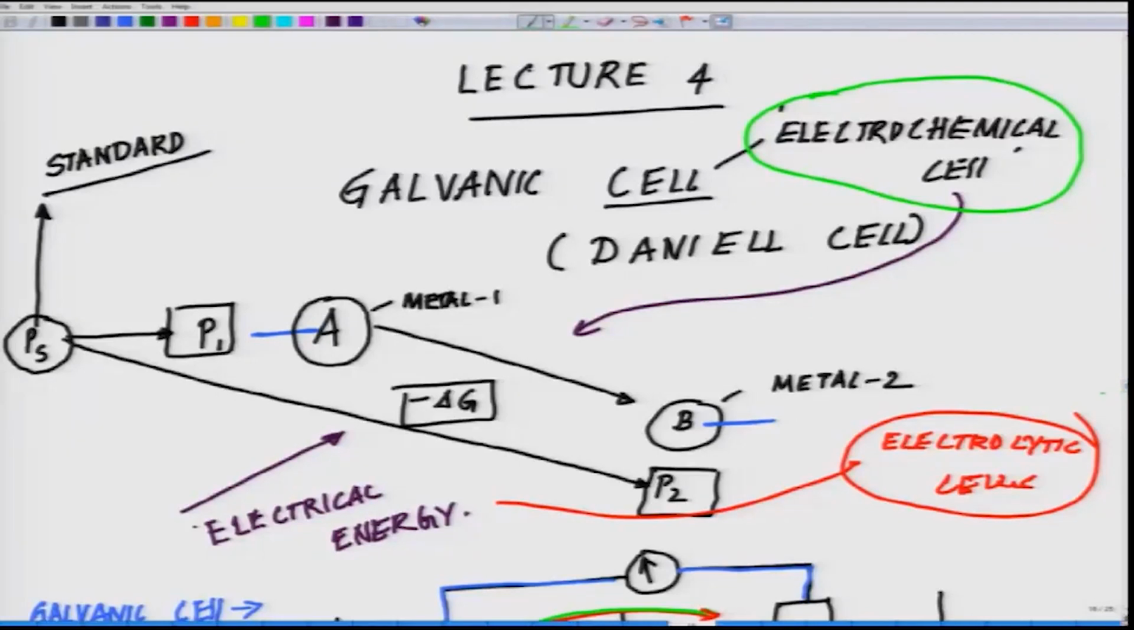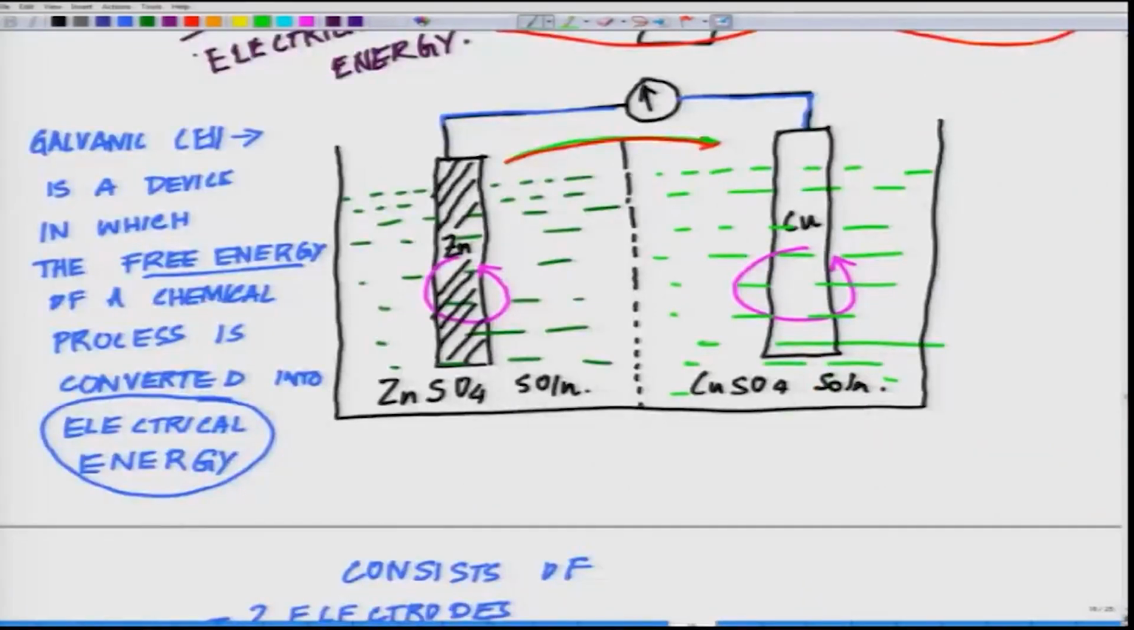Now, in a Daniell cell, you have a zinc rod which is immersed in ZnSO4 solution, and a copper rod which is immersed in copper sulphate solution. The two solutions are kept separated by a porous barrier. The barrier allows current to pass through it.